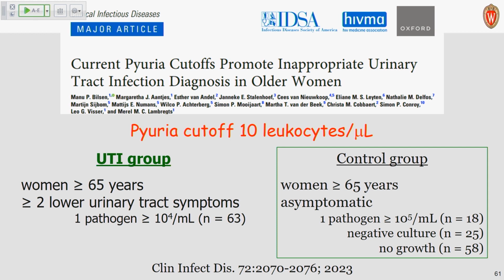This is a study published very recently in CID from a group in Europe that looked at pyuria cutoff. So again, pyuria is the presence of white blood cells in the urine. And in many scenarios, the cutoff for a significant UTI was 10 leukocytes per mil. So what these folks did in Europe was they came up with two groups of patients, both of whom are women over the age of 65. They divided them into a UTI group, individuals who had at least 2 lower urinary tract infections, with an N value of 63. They all had one pathogen at greater than 10,000 colony-forming units per mil.